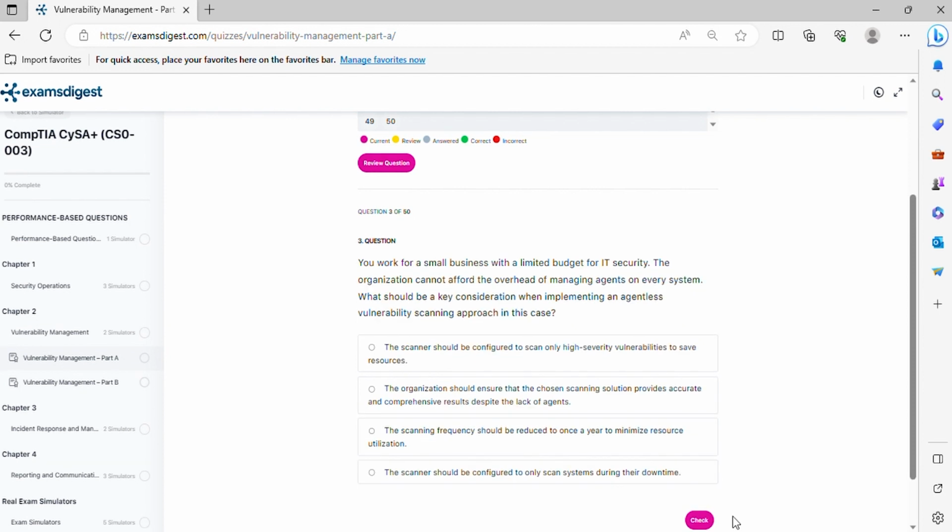Question 3. You work for a small business with a limited budget for IT security. The organization cannot afford the overhead of managing agents on every system. What should be a key consideration when implementing an agentless vulnerability scanning approach in this case?